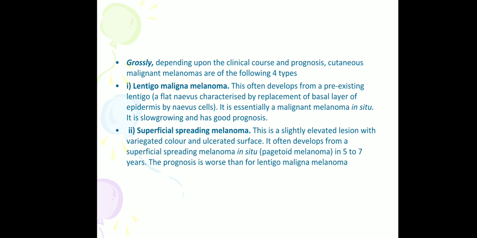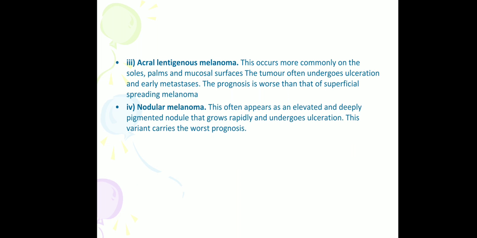Superficial spreading melanoma is a slightly elevated lesion with variegated color and ulcerated surface. It often develops from superficial spreading melanoma in situ, that is pagetoid melanoma, in 5 to 7 years. The prognosis is worse than lentigo maligna melanoma. Acral lentiginous melanoma occurs more commonly on the soles, palms, and mucosal surfaces. The tumor often undergoes ulceration and early metastasis. The prognosis is worse than that of superficial spreading melanoma.